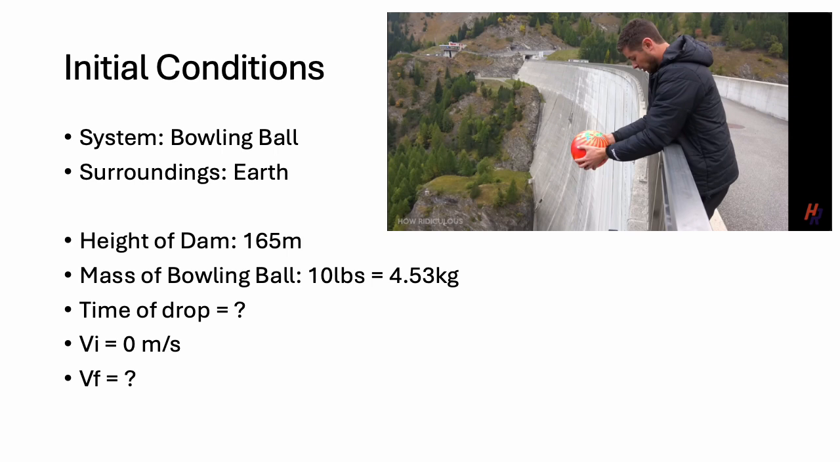and the surroundings are the earth. I have the height of the dam, which is given in the video, as well as the mass of the bowling ball, which is stated to be 10 pounds or 4.53 kilograms. I had to estimate the time of the drop using a continuous shot from the video. The initial velocity is zero, since you can see he's holding it in a steady position, and we're looking for the final velocity.